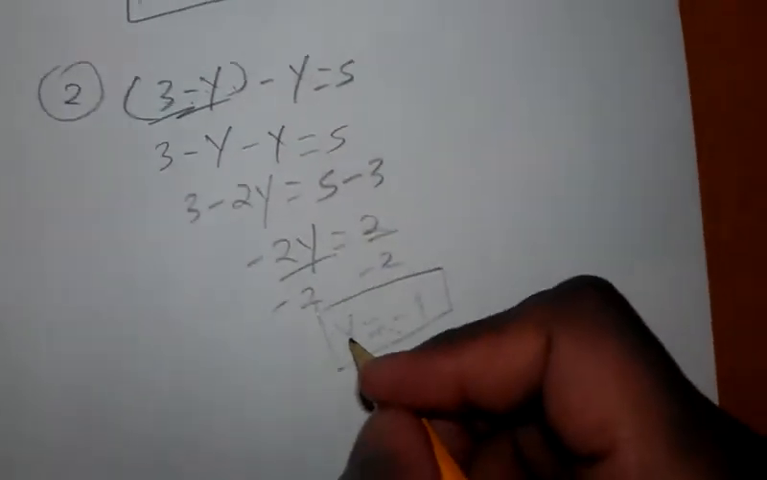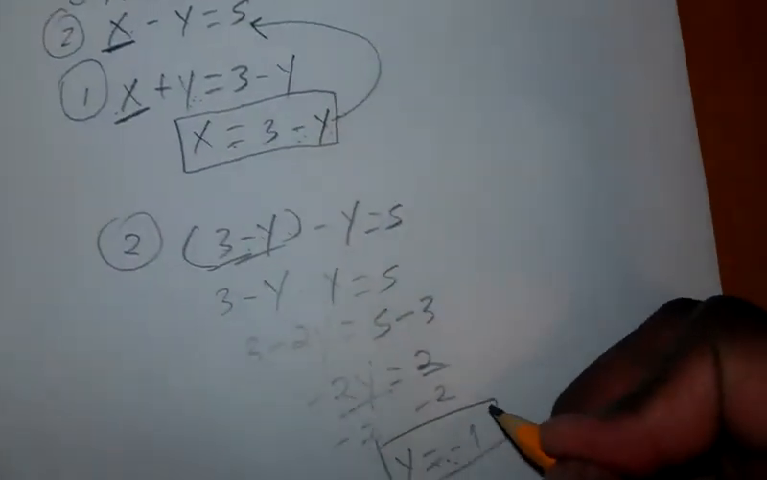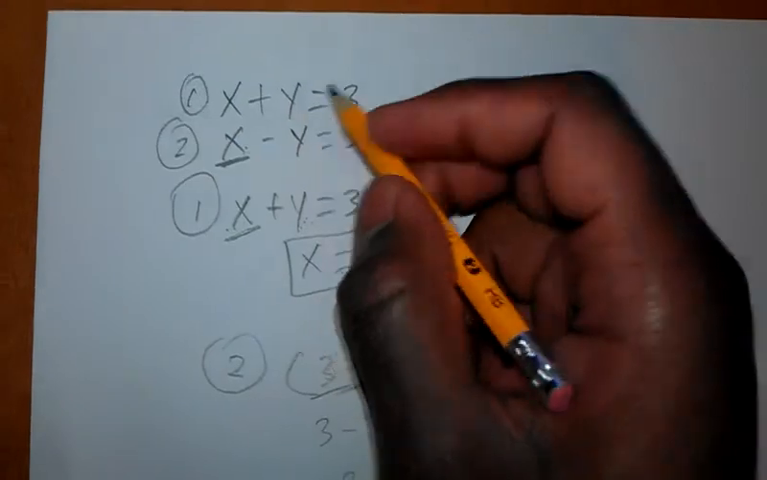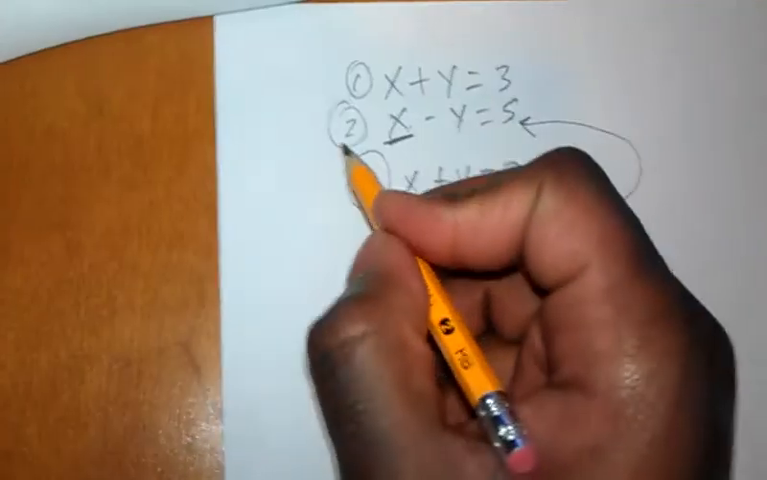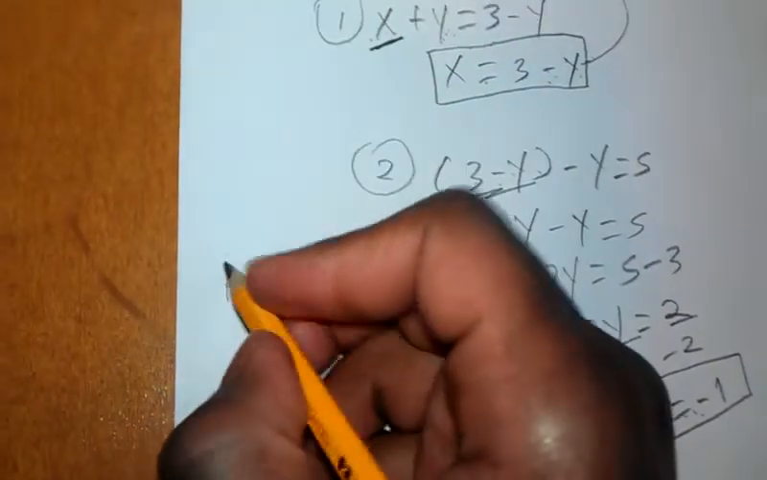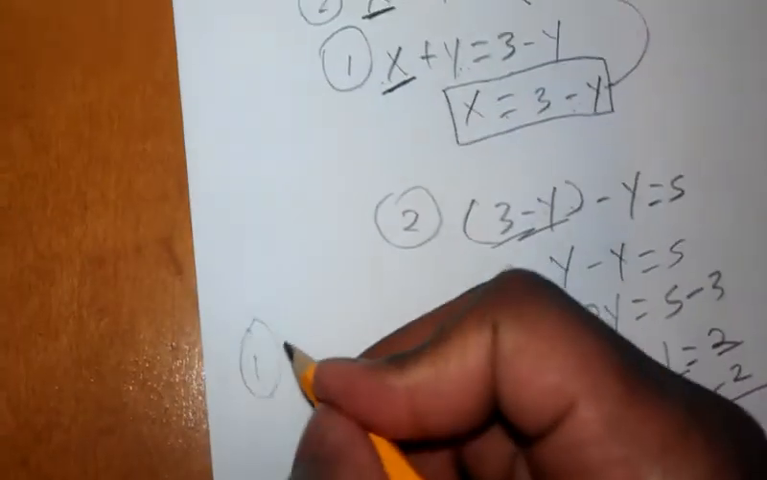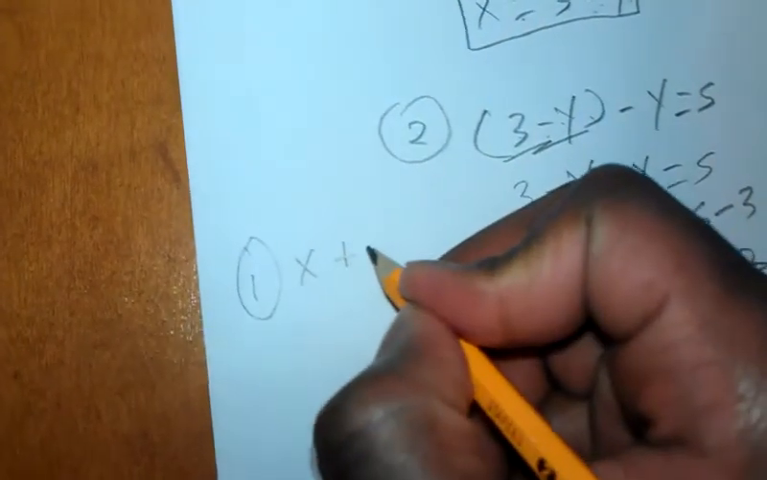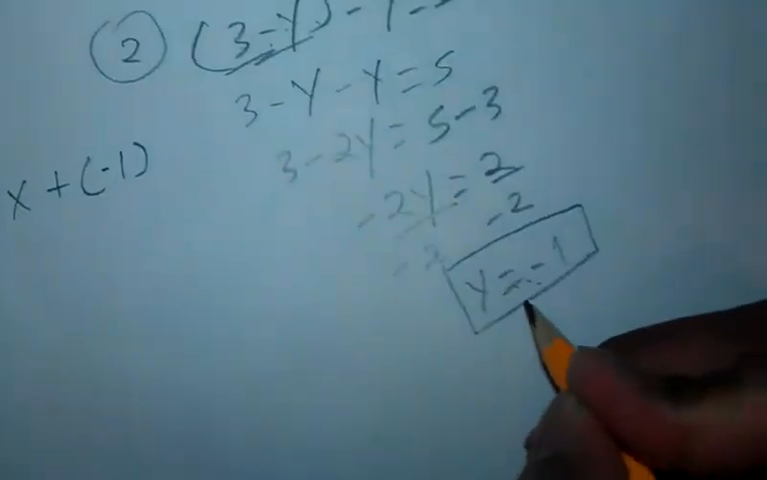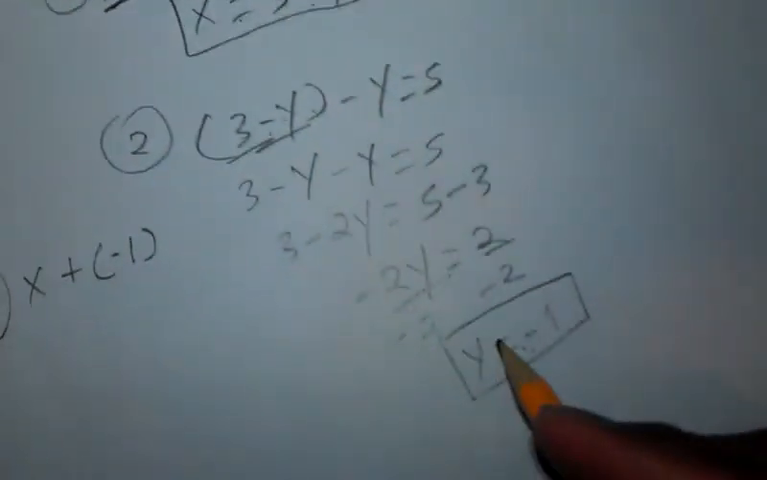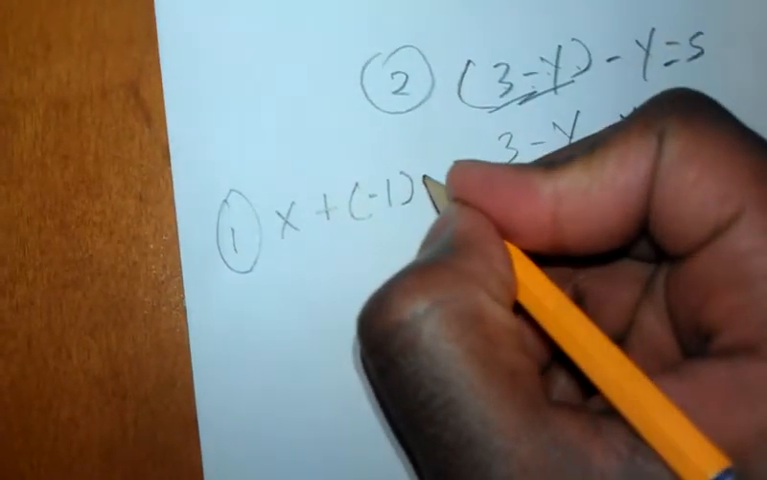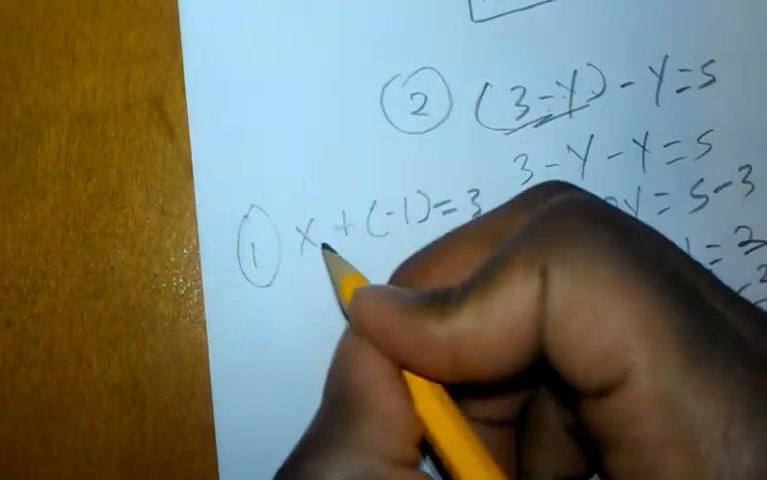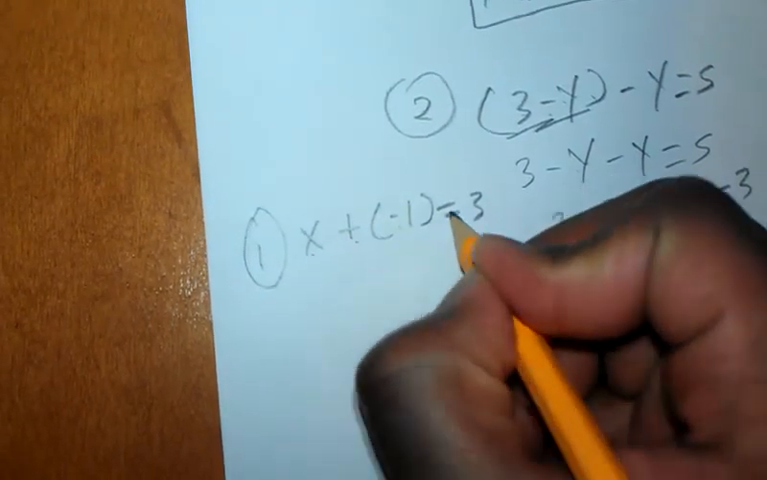Now I'm going to plug this answer in, y is equal to negative 1, into one of the original equations, which is x plus y is equal to 3. Remember, this is equation 1, and I'm using y is equal to negative 1. So x plus negative 1, which is my y, equals 3. I'm using this in equation number 1: x plus negative 1 equals 3.